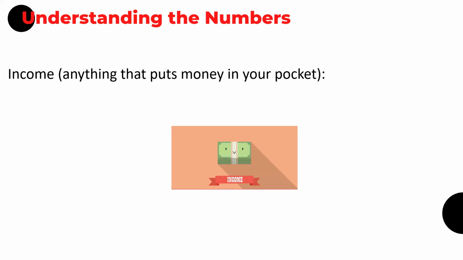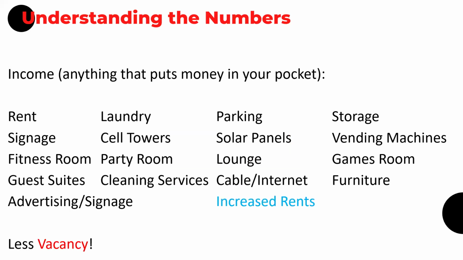Starting with income, it is anything that puts money in your pocket. Most people think of rent, laundry, and parking as the components of their income, but there are a lot of other things that you can actually use to increase the revenue from your properties. You can do storage, signage, cell towers, solar panels, vending machines, fitness rooms, party rooms, lounges, games rooms, guest suites, cleaning services, cable and internet, furniture, advertising and signage. You can increase rents.